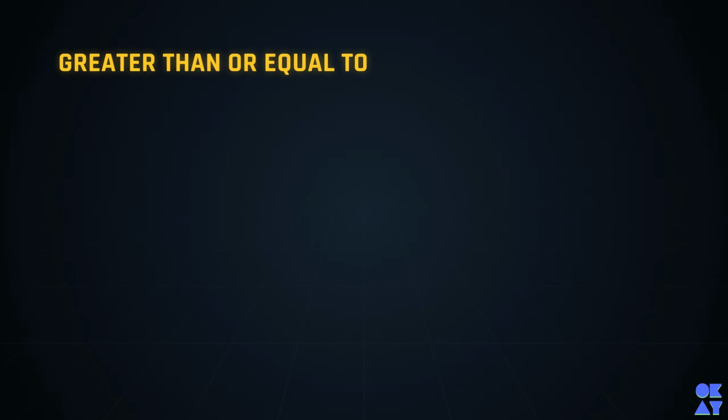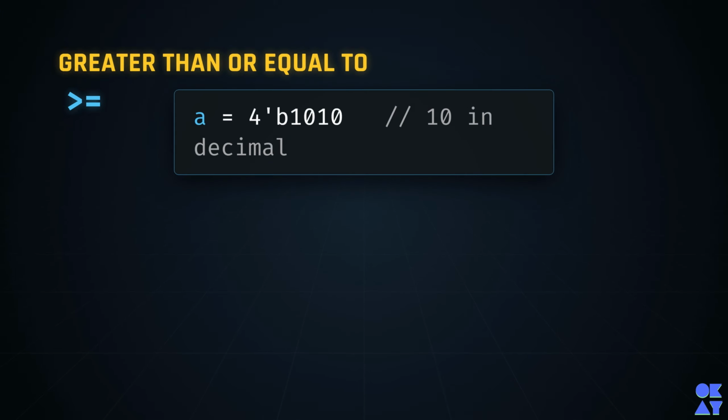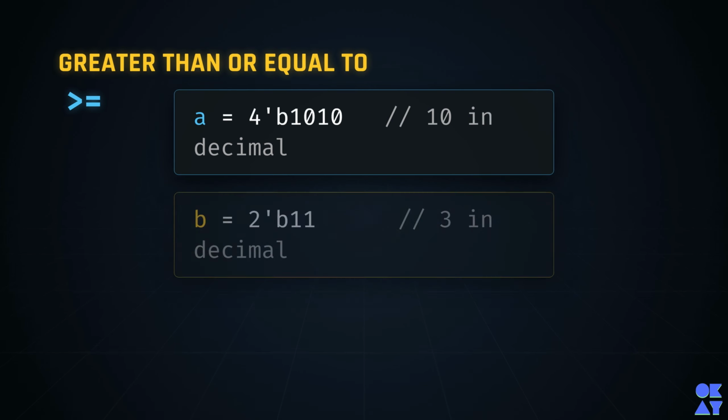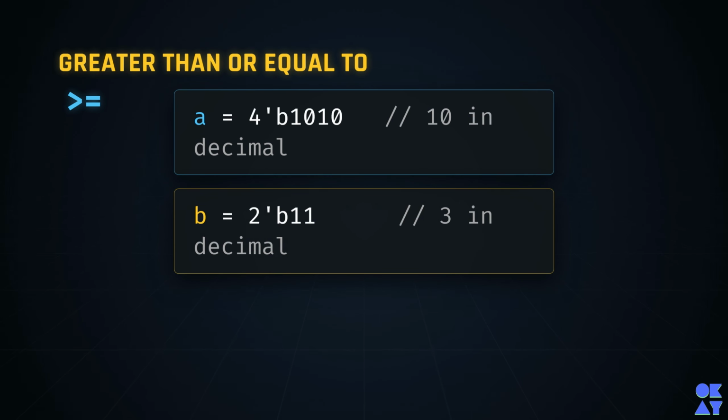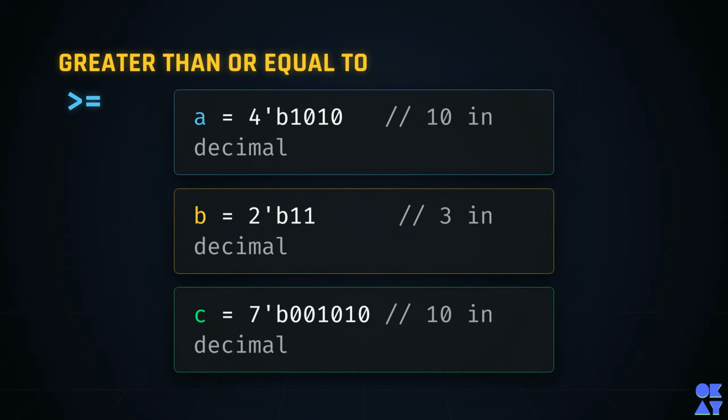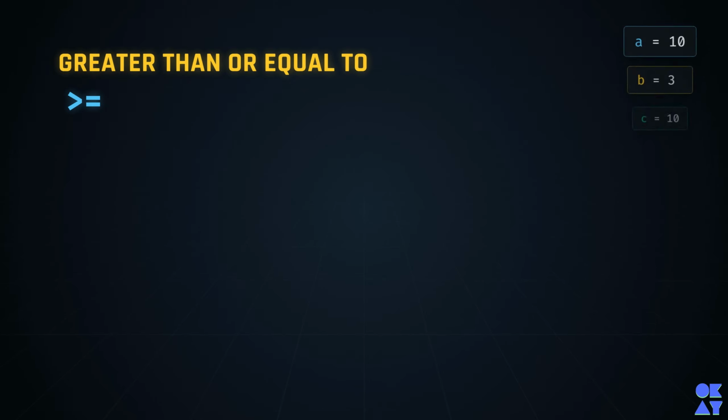Greater than or equal to. Symbol is greater than or equal to. Let A equals 4'b1010. That's 10 in decimal. B equals 2'b11. That's 3 in decimal. C equals 7'b001010. That's 10 in decimal.